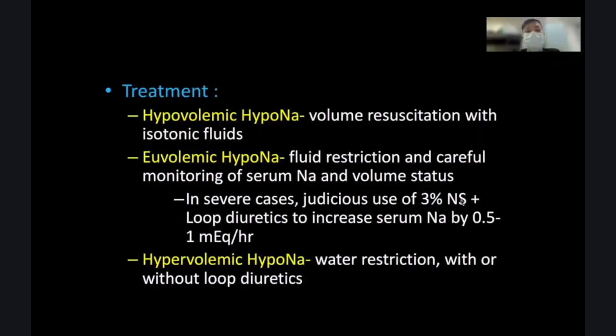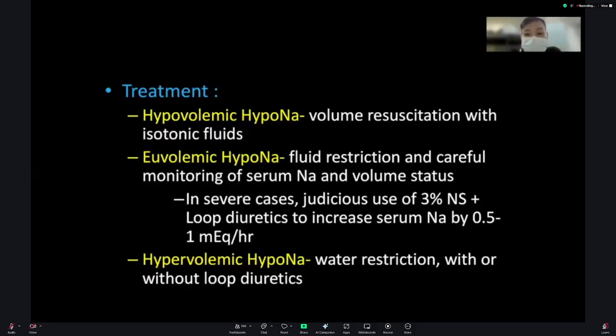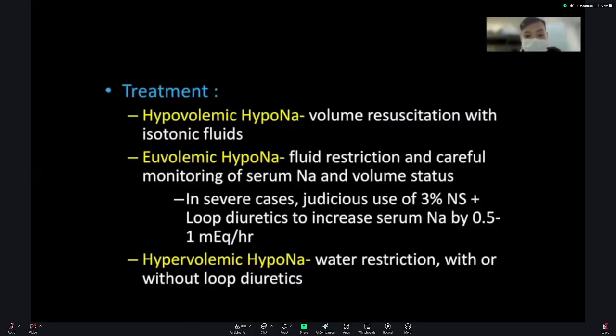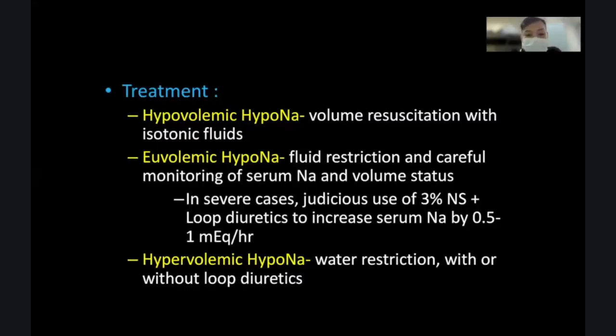Treatment, okay, for hypovolemic hyponatremia, of course, aside from electrolyte resuscitation, you have to give fluid resuscitation as well. Okay? Volume, you have to give volume and electrolyte resuscitation. So for euvolemic hyponatremia, okay, hindi naman ang problem dito is fluid. So fluid restriction and careful monitoring of serum sodium and volume status. Okay? So either there is sodium loss lang.